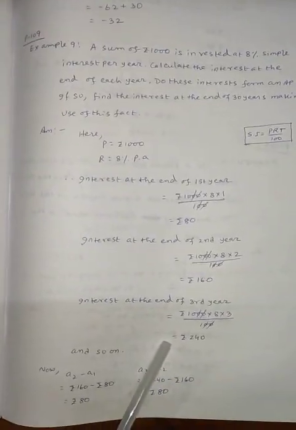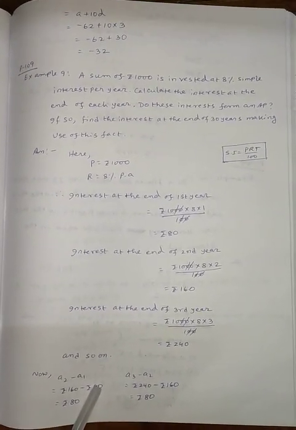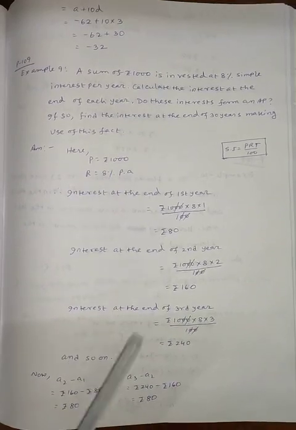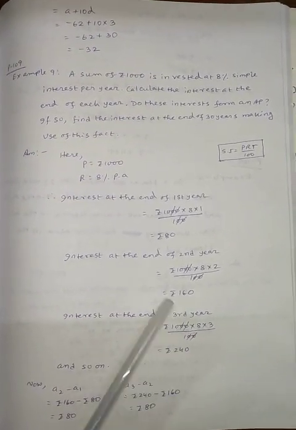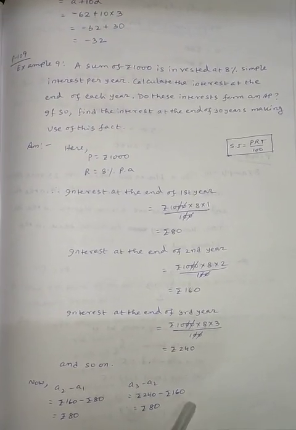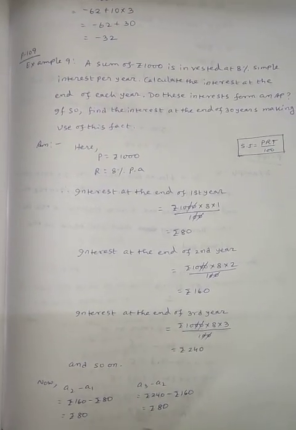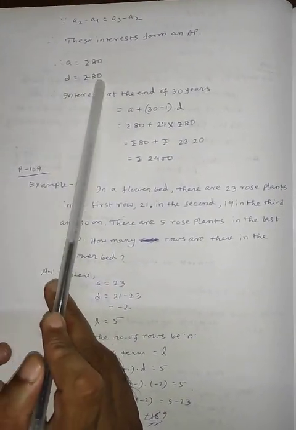Now A2 minus A1, you check, because I have to test whether it is an AP or not. A2 minus A1, that is 160 minus 80, which is rupees 80. A3 minus A2, that is third term minus second term, 240 minus 160, also 80 rupees. Both the differences are the same. Therefore this interest forms an AP. Now A is 80, D is also 80.